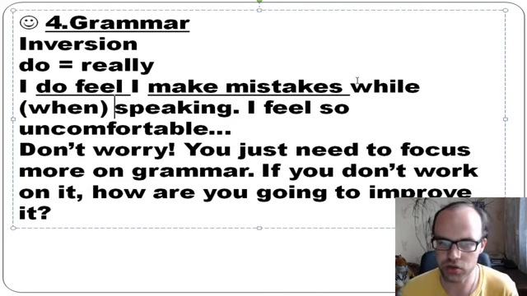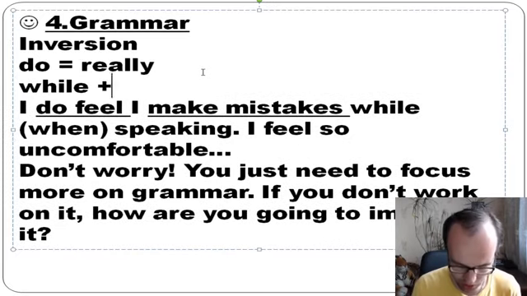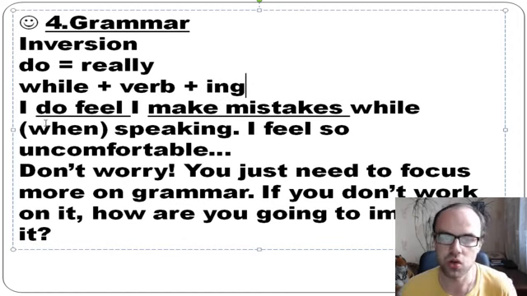So it's also a nice grammar point. You can say when we speak, or while we speak, or while speaking. So this grammar structure: while plus verb plus ing. It's good. So I make mistakes while speaking, while writing, while typing, or when typing. I feel so uncomfortable. Comfortable, the opposite word is uncomfortable.